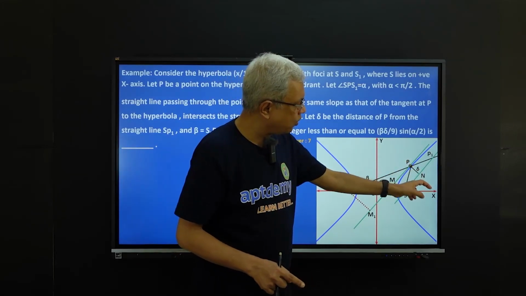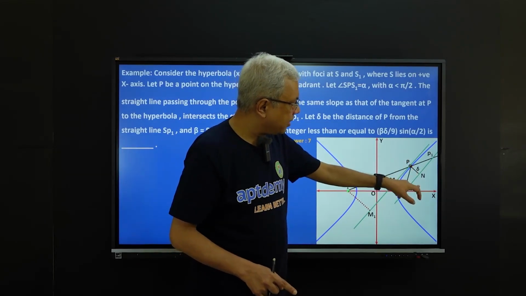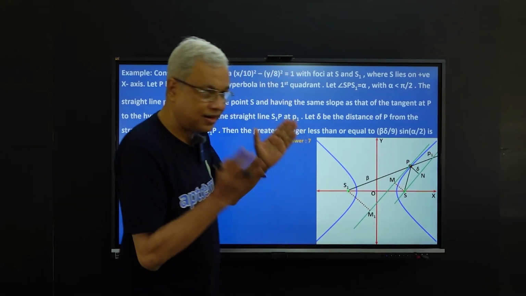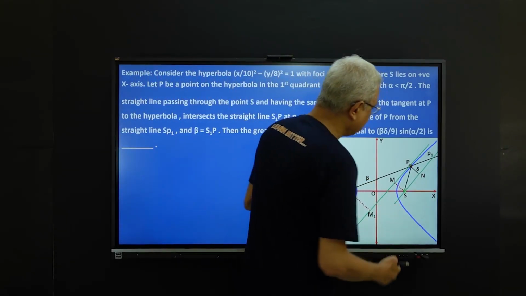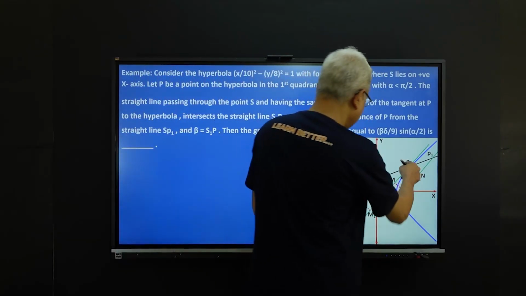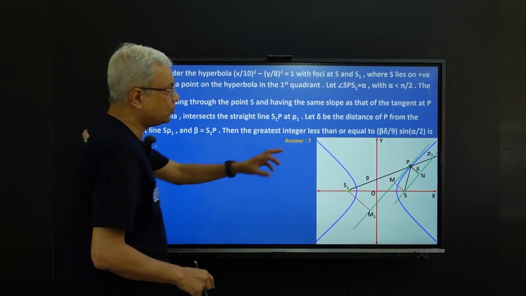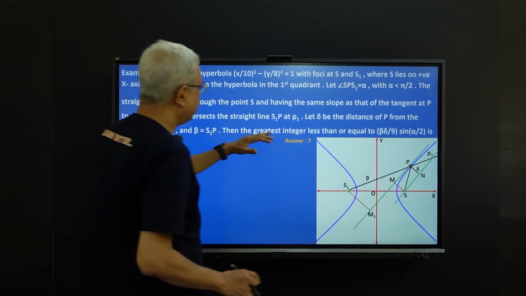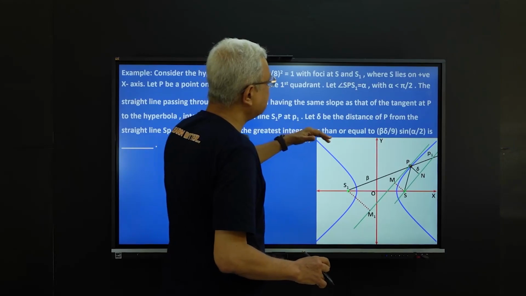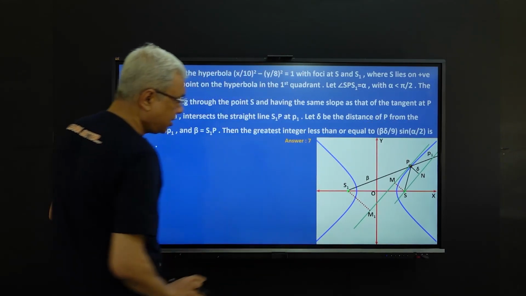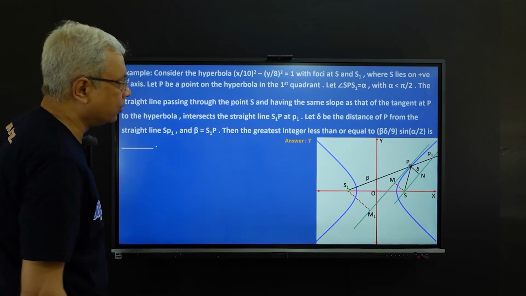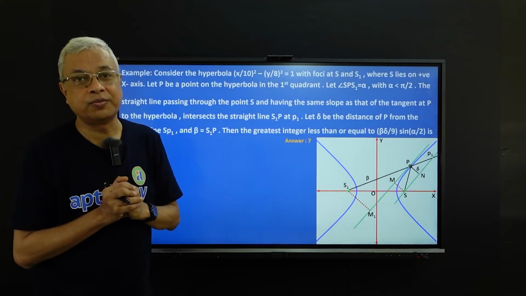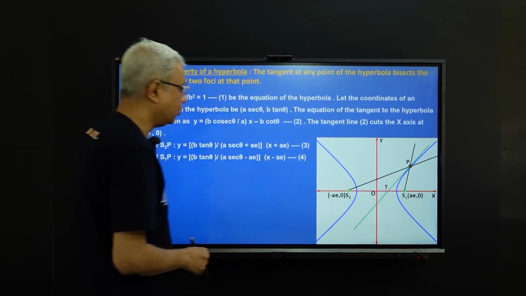Now from point P I have dropped a perpendicular PN on SP1, and this distance PN is equal to delta. Delta is the separation between these two green lines. And beta is the length S1P. Now we have to compute the expression beta delta by 9 sine alpha by 2, and find the greatest integer less than or equal to this quantity. This is the drawing of this problem. We will come back to this problem after learning two basic properties of hyperbola. Let us see what those are.